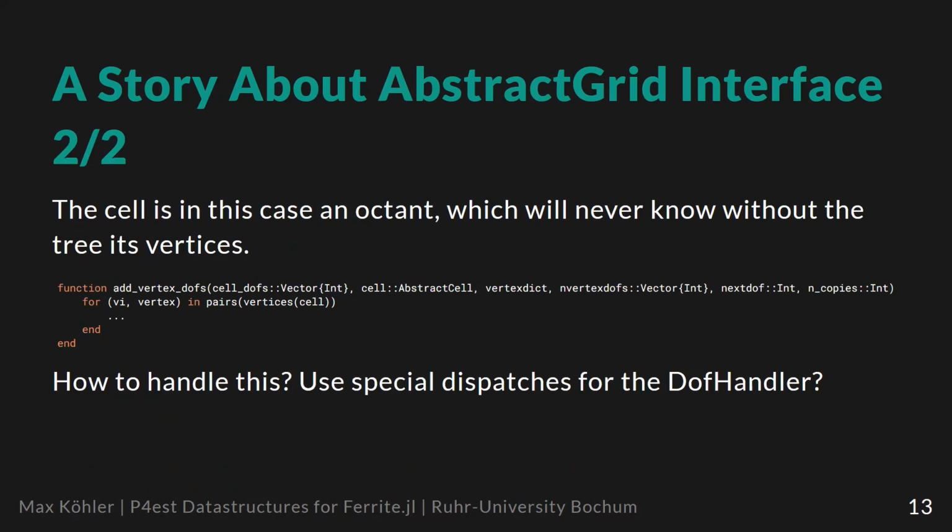And here is the assumption that each cell, and cells are in our case octants, needs to know its nodes, its unique nodes, and it will never know this. An octant will only know its XYZ coordinate and its maximum refinement level, and that's it. So we can never fulfill this assumption here. This is why we need either special dispatches or a different DOF handler in some sense, or we need to change this assumption. So this is open to discussion, and this is why I'm presenting this.